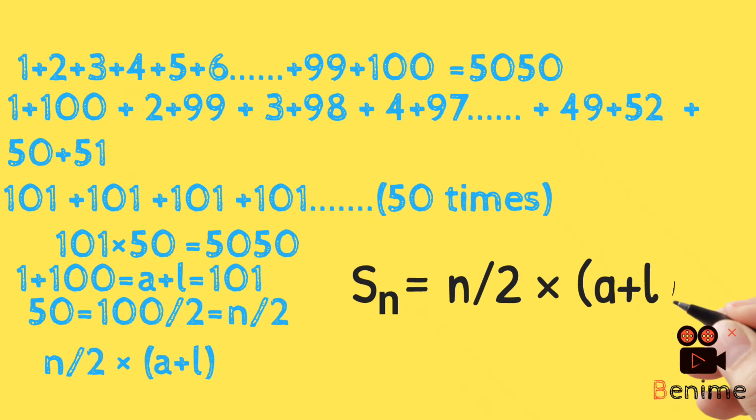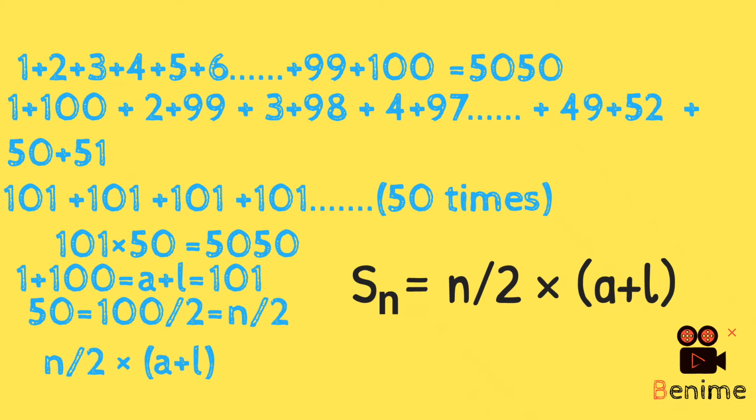So that is the formula for the sum of n terms in an AP. Sn is equal to n over 2 open bracket A plus L. So when they say find the sum of the first 7th term, first 8th term, that's the formula we use. So this is one formula: Sn equals n over 2 open bracket A plus L.